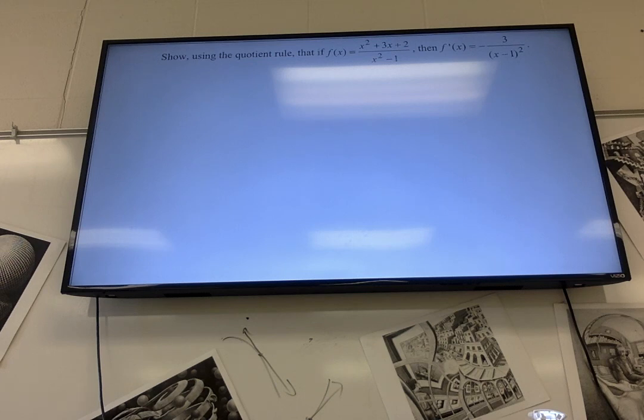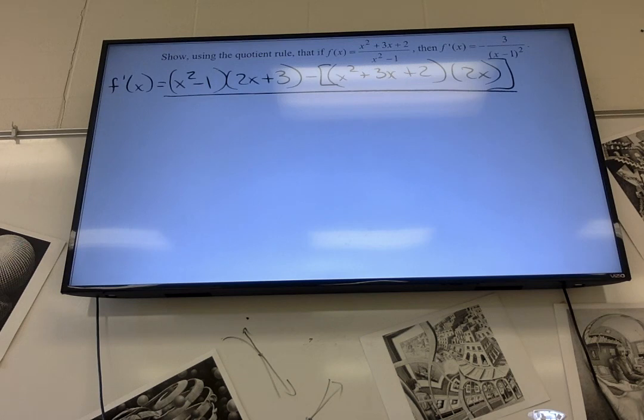So we do what we've been taught. That is low d high minus high d low, square the bottom, and away we go.